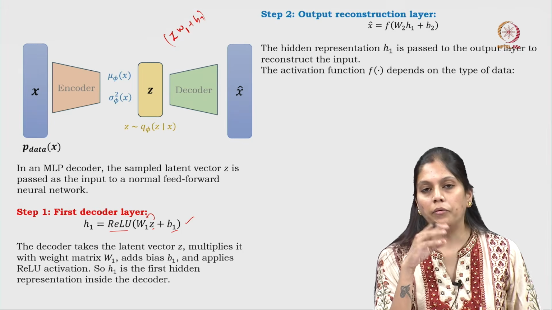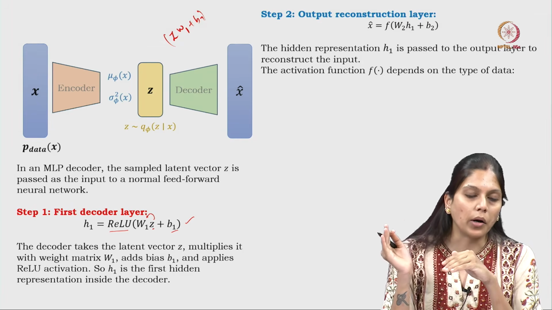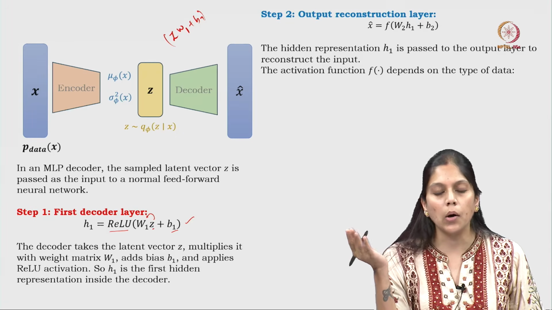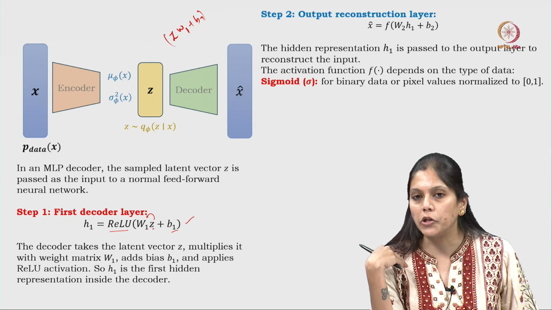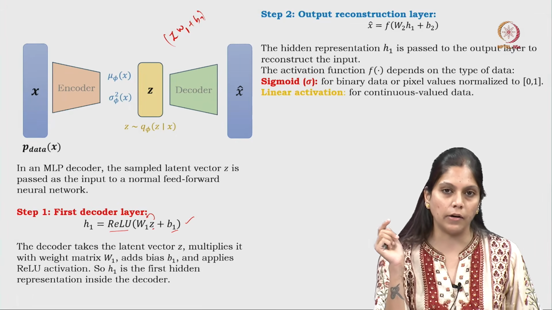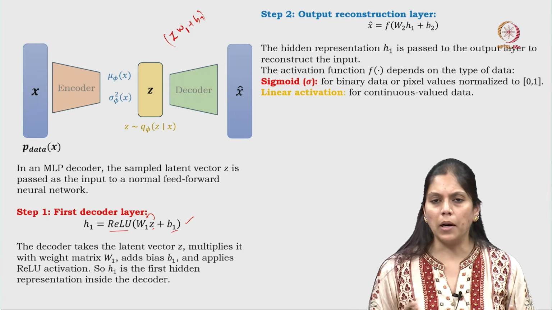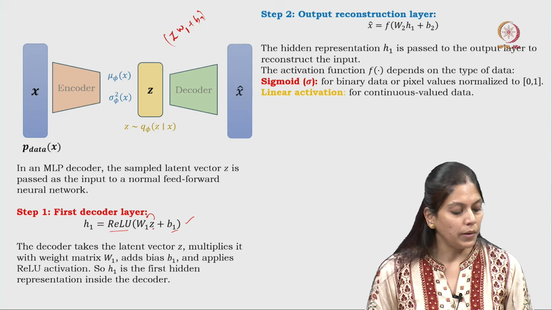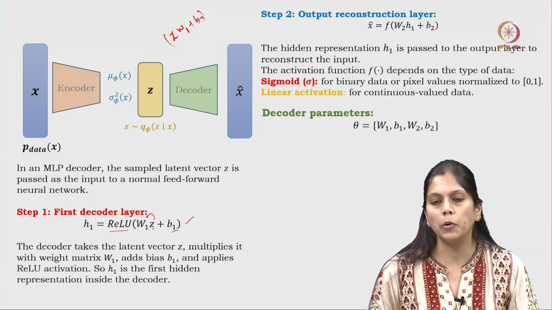Now here F is an activation function that primarily depends on what type of data we are trying to reproduce. So here the possibility is either you can have continuous data or you can have binary data. Suppose it is binary data, we will be using a sigmoid activation function. If we are using continuous data, then we will be using a linear activation function. So far this is fine. Now what are the learnable parameters here? Is it not W1, W2, B1 and B2? Therefore, at the decoder side, the parameters are W1, B1, W2, B2.